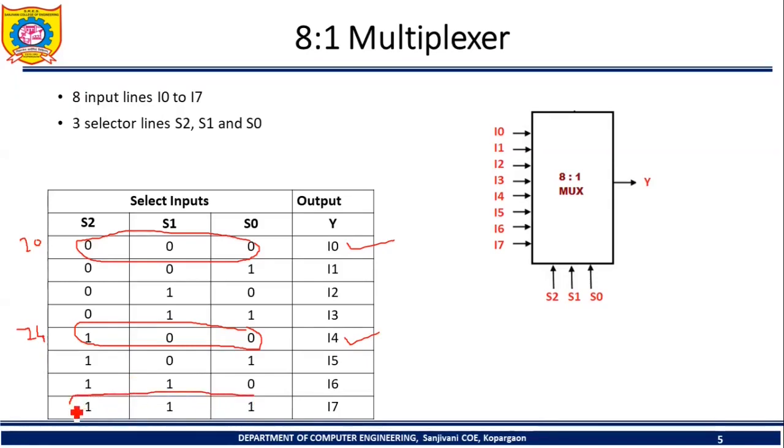Let's take one more example. Consider this input combination for the select lines. Here the combination is 1 1 1. What is the decimal equivalent of this 1 1 1? It will be 7. So which input line will be selected? I7, and the data present on that I7 will be sent to the output line. So this is the 8:1 mux. In the same way, we can have a 16:1 mux, where we will have 4 selector lines. So this is about multiplexer.